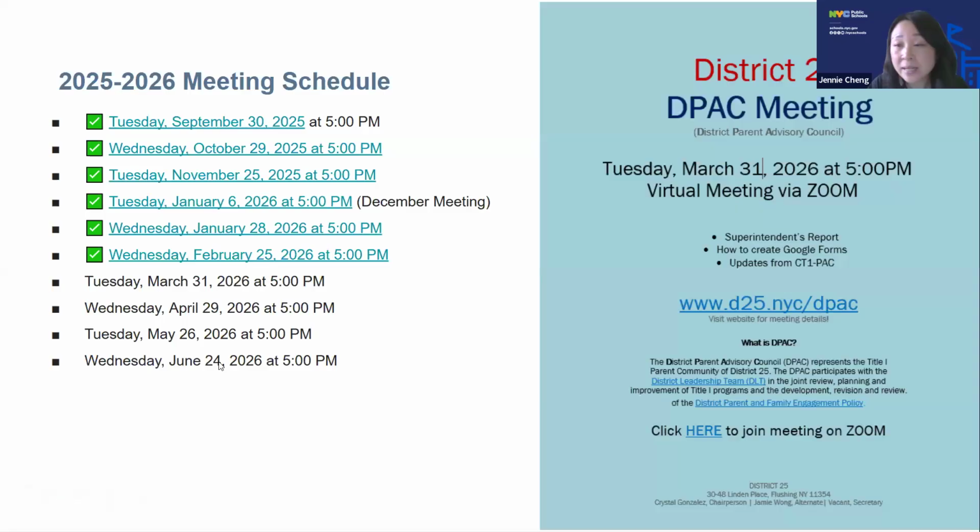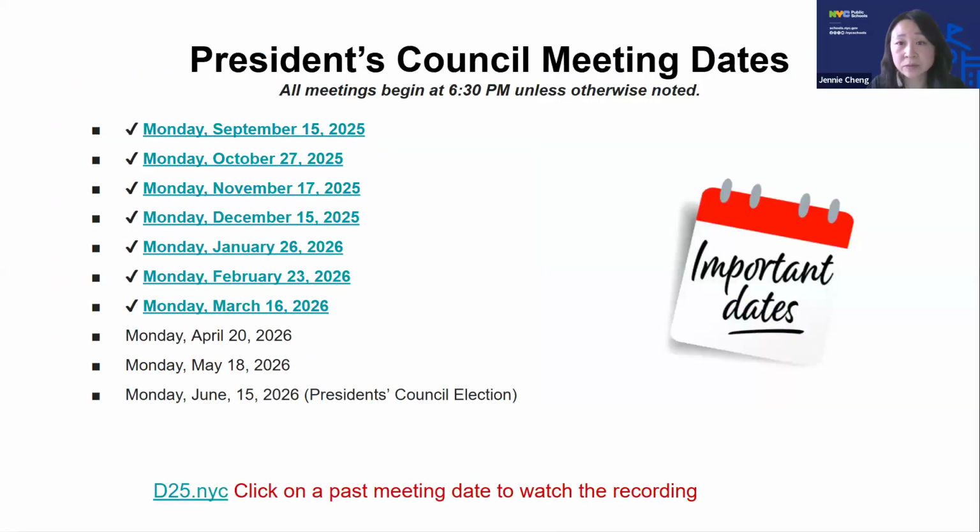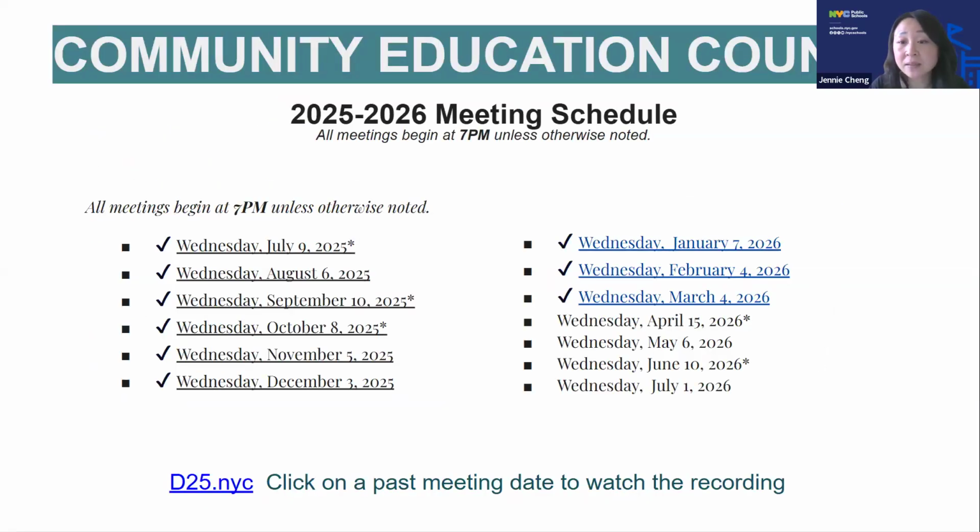Upcoming meetings. Our next DPAC meeting will take place on Wednesday, April 29 at 5 o'clock, same link, same time, but April 29. So please join us again. And the next President's Council meeting will be Monday, April 20. This is the meeting where all our parent leaders from our PAPTA attend to learn, get the updates, and turnkey to their school community. The next CEC meeting is Wednesday, April 15. This is an in-person meeting, so all members must attend in person to meet quorum, but there's a hybrid link for you to listen in if you are interested. That can be found on our D25 website as well.